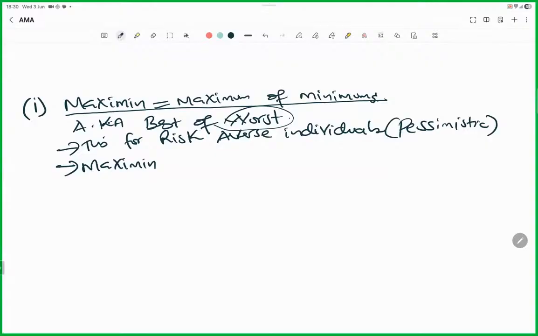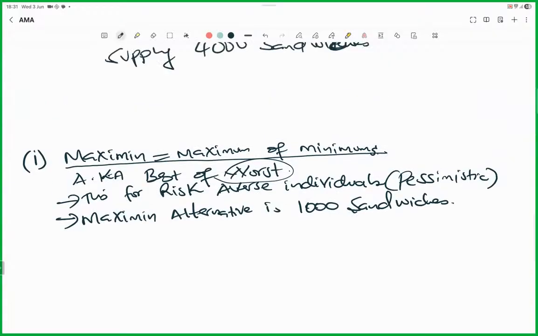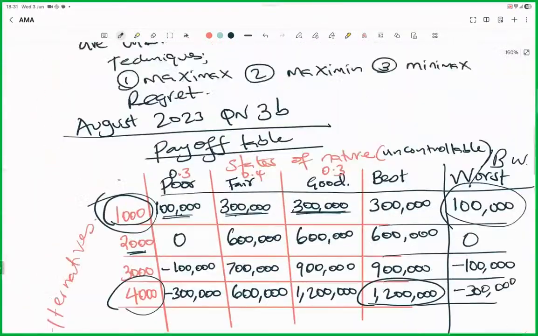alternative. Why not the negatives? Okay, fine. The maximini alternative is 1,000 sandwiches. I will always remember this lady is the one who has taught me the proper spelling of the word sandwiches. I can never forget that. Now, the student is asking, teacher, why not the negatives?